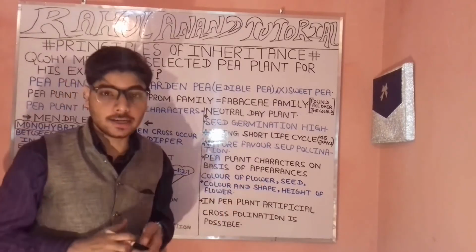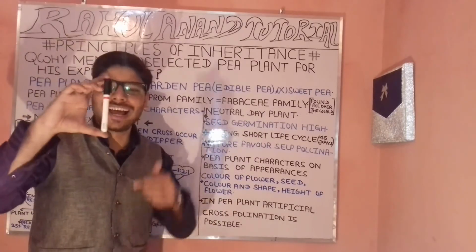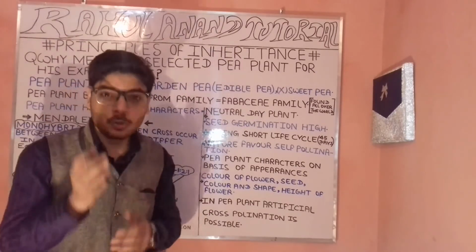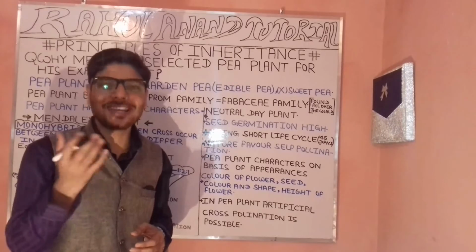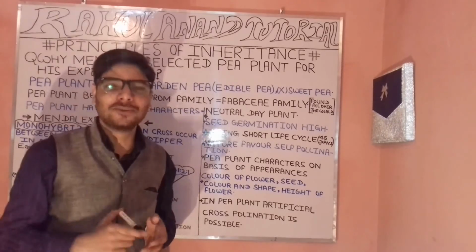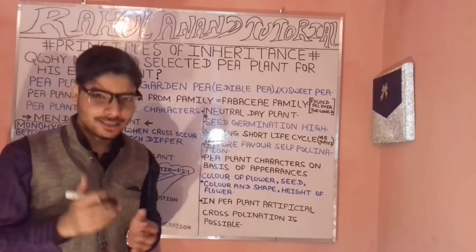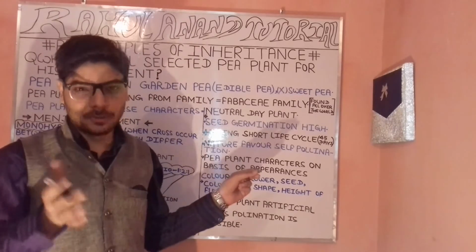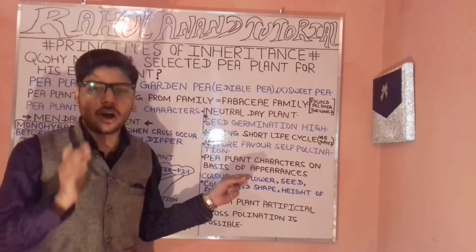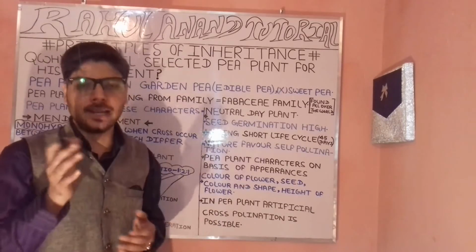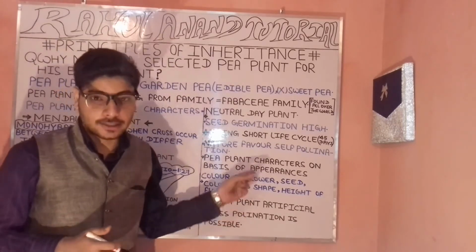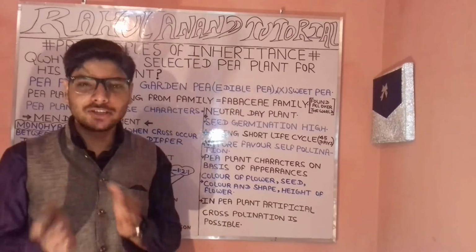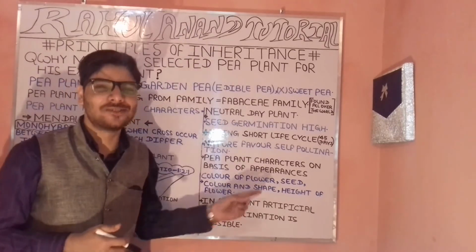Either the flower is localized in the same plant, or two different flowers are localized within the same plant. It comes under the process of self-pollination. It has pollen grains and the male reproductive part, the anther, and the female stigma.